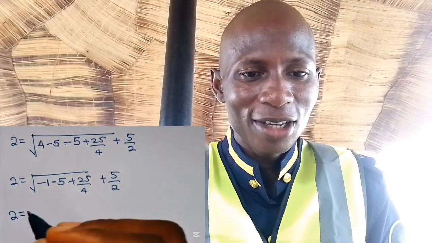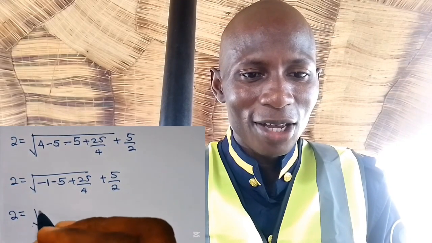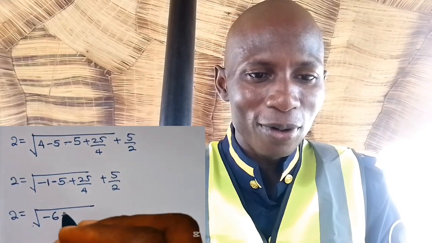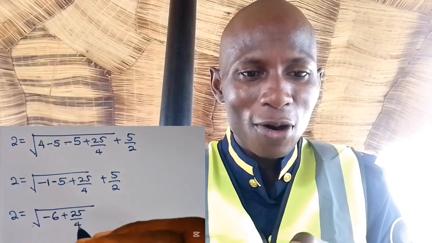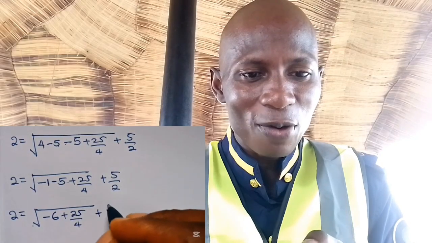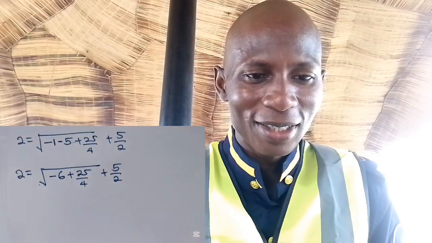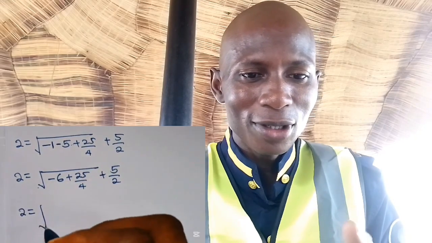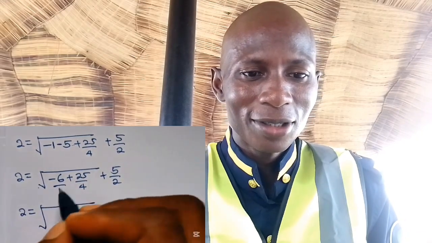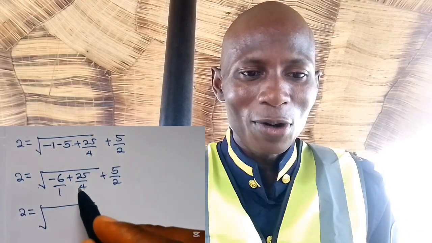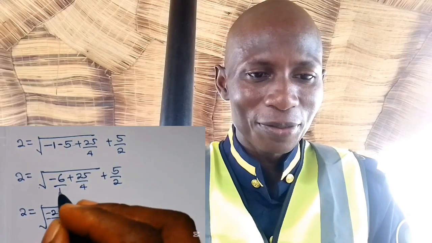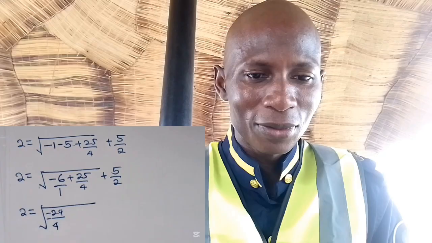Okay, let's continue. So 2 is equal to the square root of 1, minus 6 times 4, minus 24 over 4, plus 25 over 4, plus 5 over 2. Now 2 is equal to the square root of 1 over 4. Since the LCM is 4, 1 times 4 is what? 4.